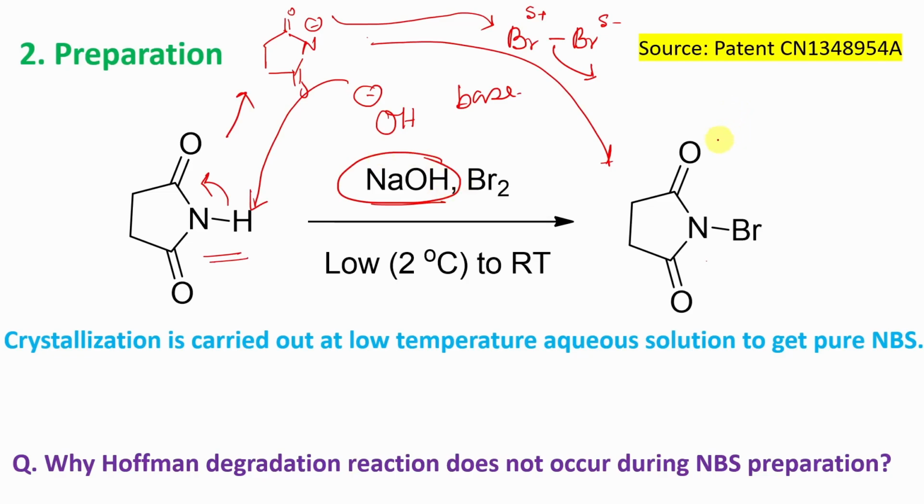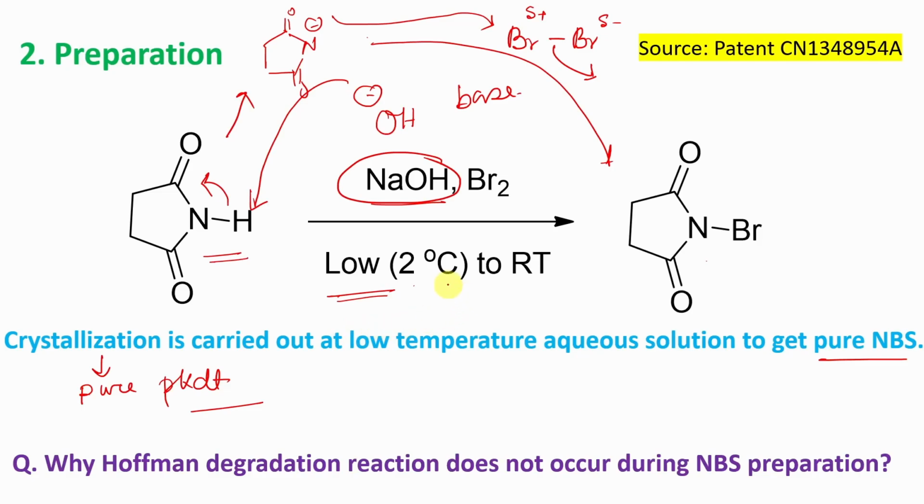And by the way, this reaction is carried out at low temperature, 2 degrees centigrade to room temperature, because after this reaction, from this reaction medium, pure NBS is actually collected by crystallization. And remember, crystallization results in a pure product. So that is the strategy to obtain pure NBS, which is very important for organic transformation.